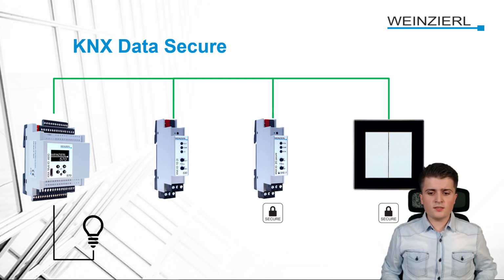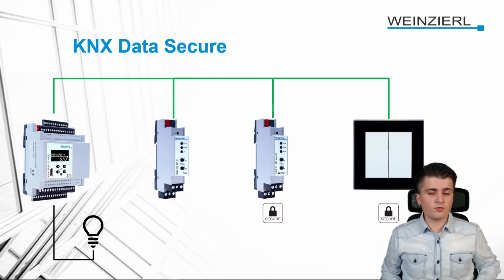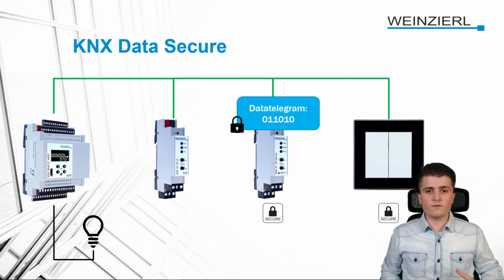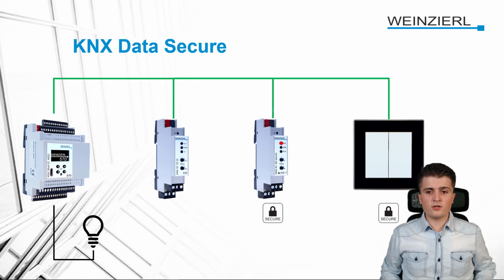So when I now press the push button to turn on the light on the secure switching actuator, only the secure push button and the secure switching actuator are part of the communication or part of this group address. Therefore, this telegram can be secured. So the push button sensor is creating the secure telegram, it locks it and encrypts it, and will then send it to the switching actuator, which is then capable of unlocking this telegram and turning on one of its outputs.